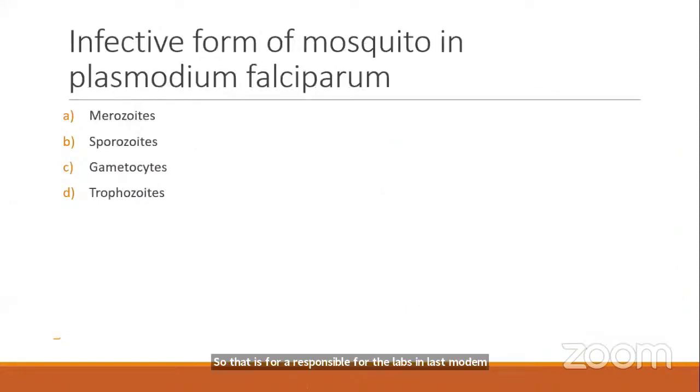Okay. So infective form of mosquito in Plasmodium falciparum. Remember, it is an infective form of mosquito. It's not trophozoite. It is the gametocytic stage which is actually responsible for the infective form of mosquito. For human beings, it is sporozoites.